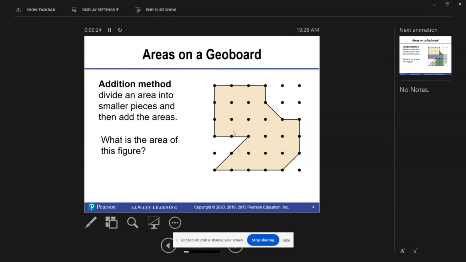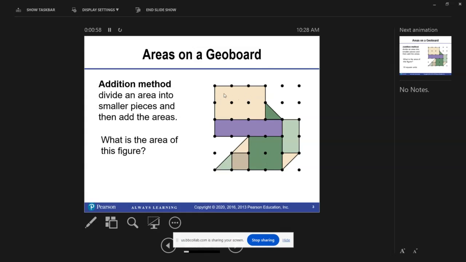Okay, when you find the area, sometimes this may be an activity that you may use with your students, but there's something called a geo board. If you're wanting to find the area on the geo board, then you're going to divide the area into smaller pieces and then add the areas. So if you're wanting to figure out the area of this figure, this is one example of how you can divide the area up into smaller pieces.